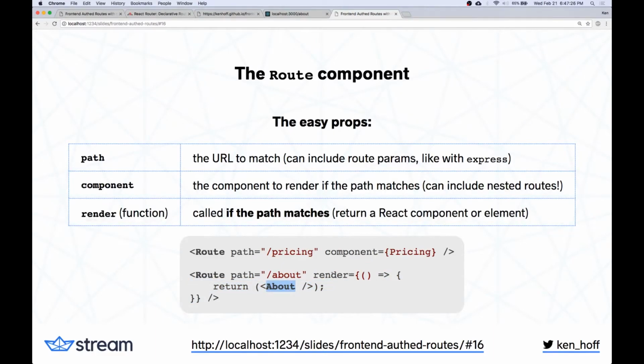This is functionally equivalent to just passing the About component to the component prop inside of the Route. A lot of words here, but yeah, these two are essentially functionally equivalent.